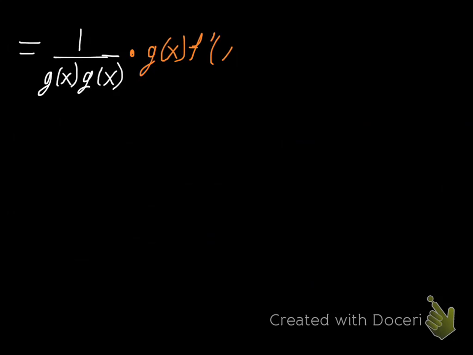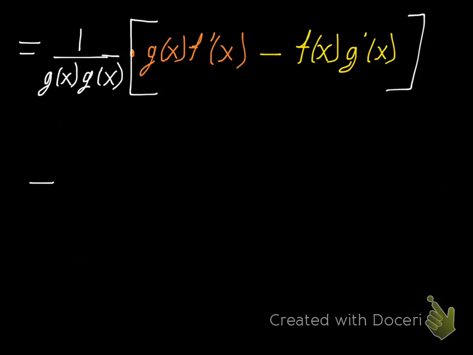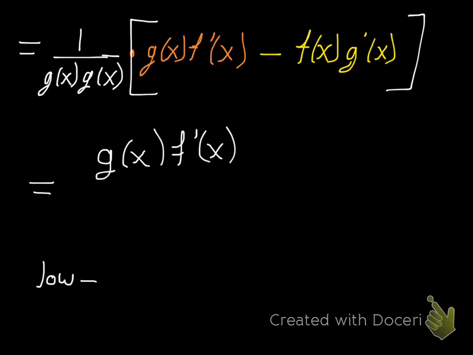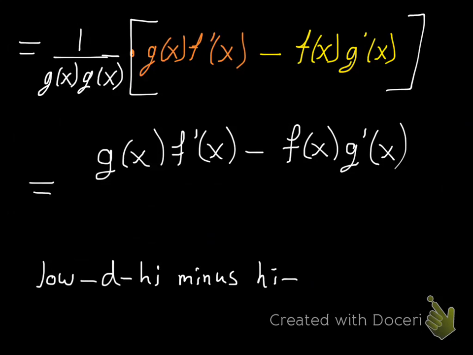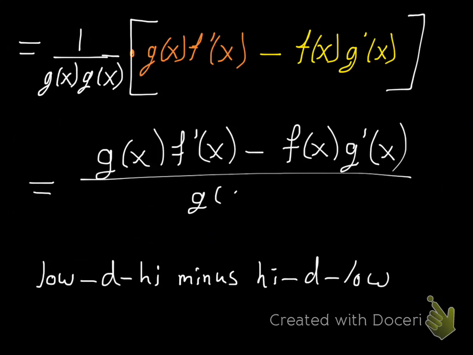Okay, so you're going to come on the last slide here to finish that up. As h goes to 0, the g of x plus h turns into just g of x. So we have g of x times g of x in the denominator, and in the numerator the bottom times the derivative of the top minus the top times the derivative of the bottom. And we'll go ahead and write that as low d high minus high d low, all over low squared.